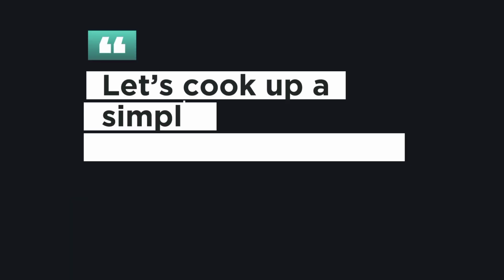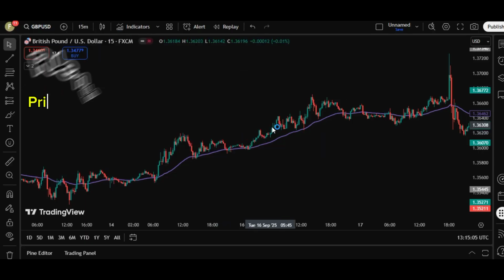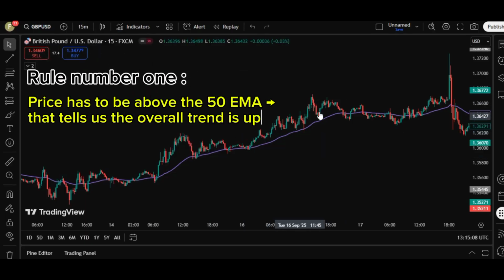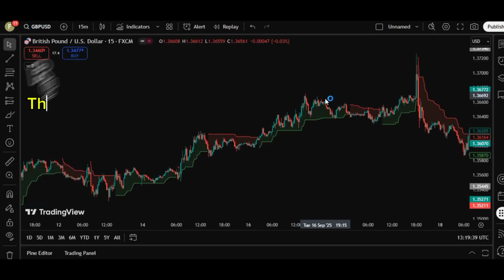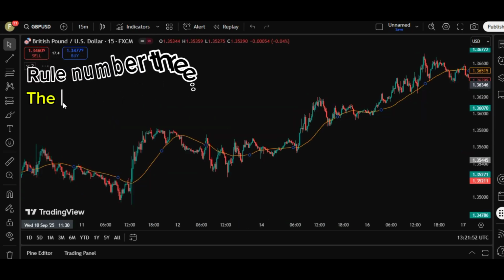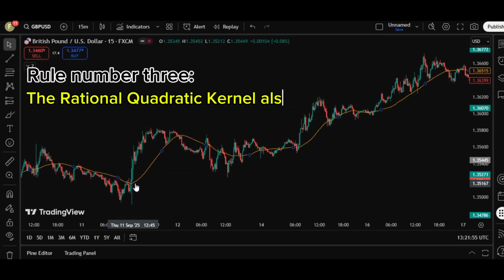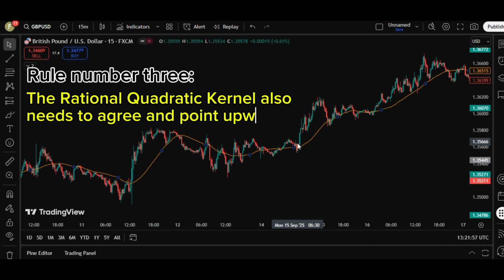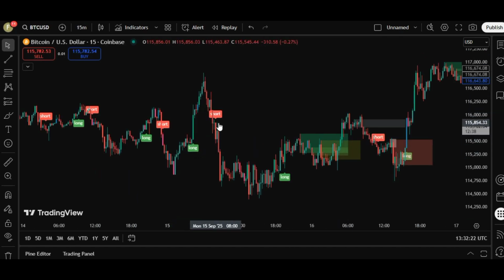Okay, let's cook up a simple strategy together. Rule number 1, price has to be above the 50 EMA that tells us the overall trend is up. Rule number 2, the SuperTrend must be green that confirms the direction. Rule number 3, the Rational Quadratic Kernel also needs to agree and point upward. That gives us extra confirmation by smoothing out the noise. When all three line up, we get a buy signal.